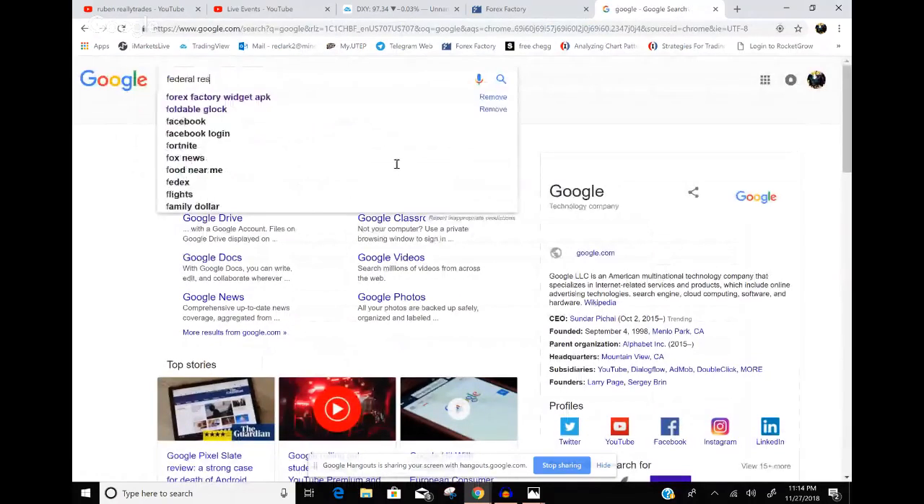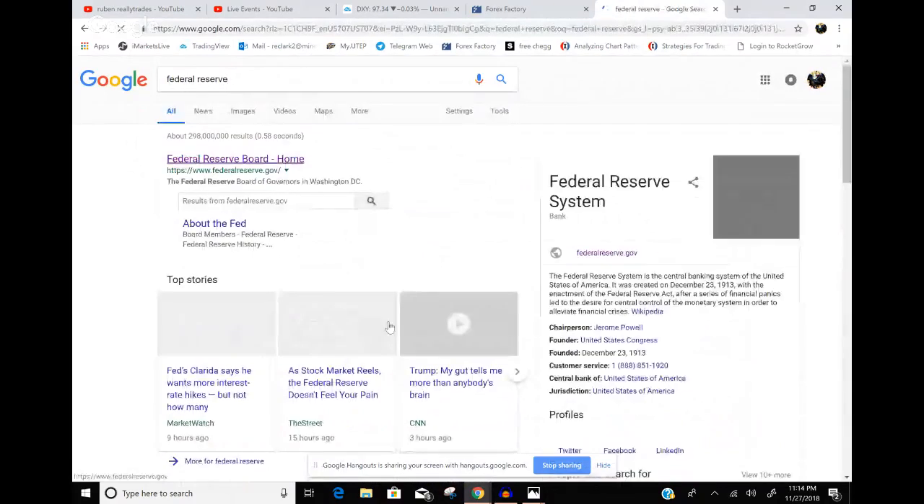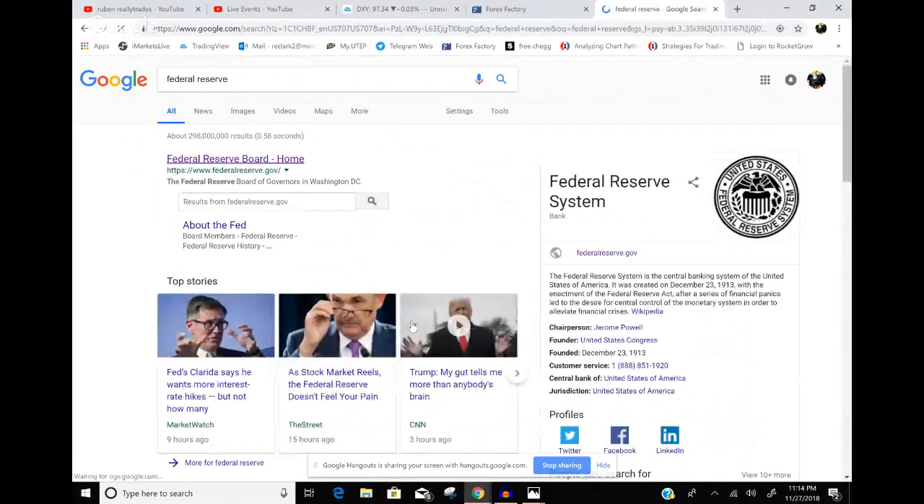So Federal Reserve, a simple Google search, will take you to the website I wanted to take you to, which was federalreserve.gov. So this right here, guys, is going to be very, very important. Literally, they tell you about interest rates. They tell you about prices being raised and lowered and everything like that.